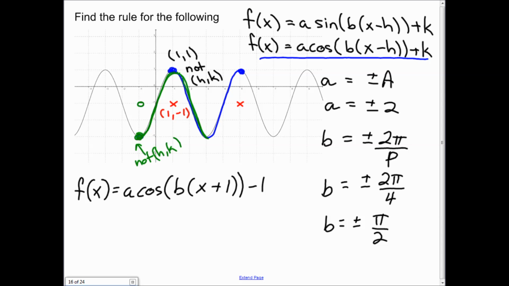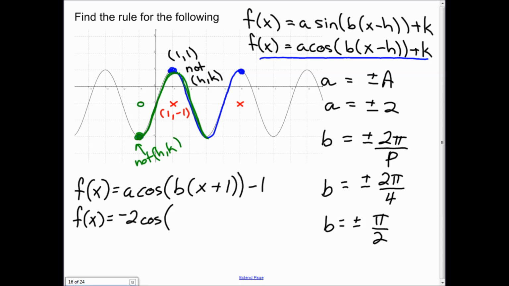But now we have to make a choice for our a parameter. Remember that for the cosine function, our b parameter doesn't affect it at all because it is one of these even functions. So when we take a look at our a parameter, we'll notice that this time, instead of starting at a maximum, we're actually starting at a minimum. And because we're starting at a minimum, we have no choice but to choose the negative a parameter. So we'll write down our function rule as f of x is equal to -2 cosine.